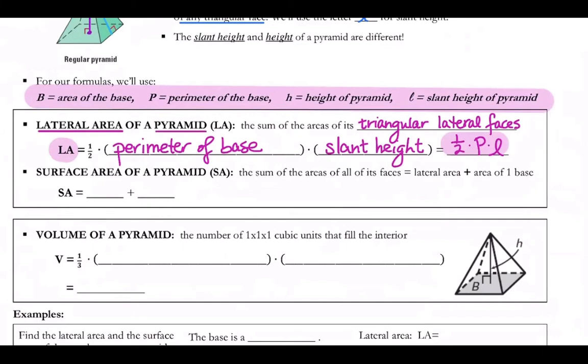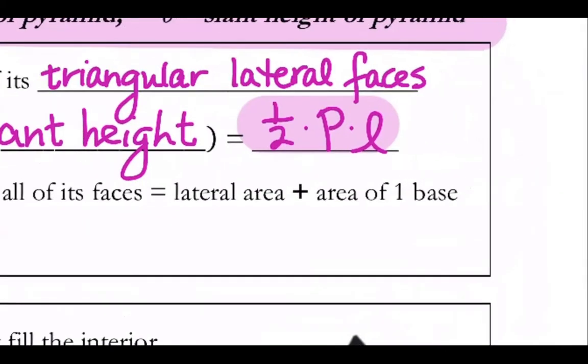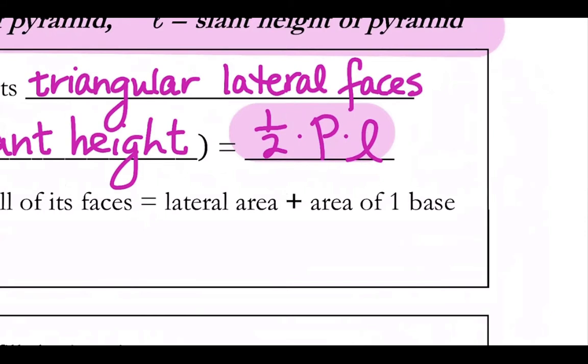Okay, for total surface area of the pyramid. That is literally just the area of the faces. So that means we're going to do the lateral area and then add on, which we knew there, add on one base. The lateral area we just figured out, plus one base.